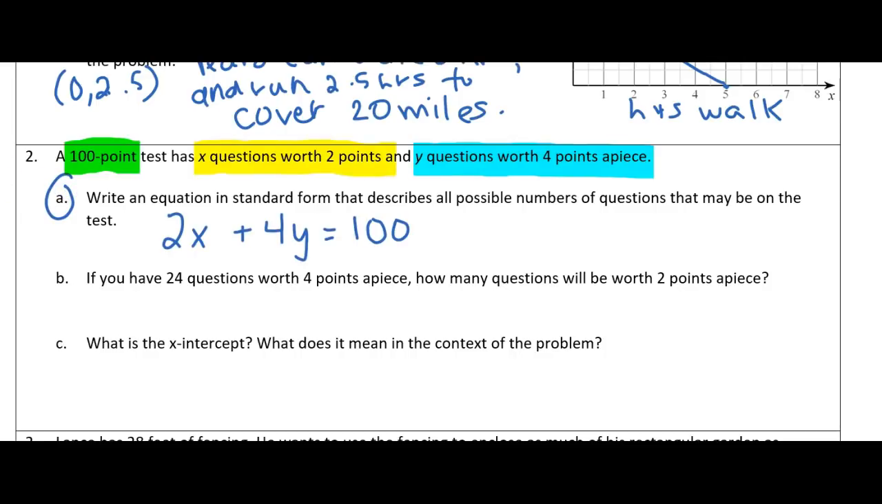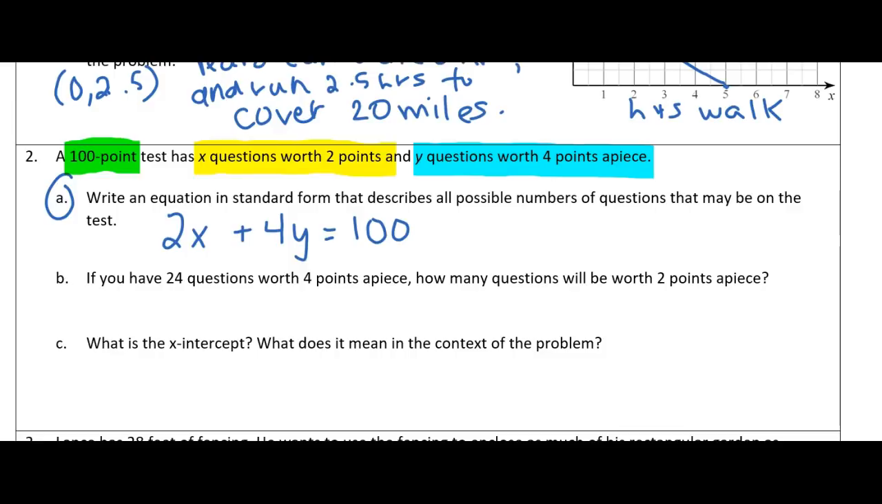Okay, since X was represented by 2 points apiece, I have 2 times X, and Y represented by 4 points apiece, so 4 times Y. My total this time was my 100-point test. So I have 2x plus 4y equals 100.